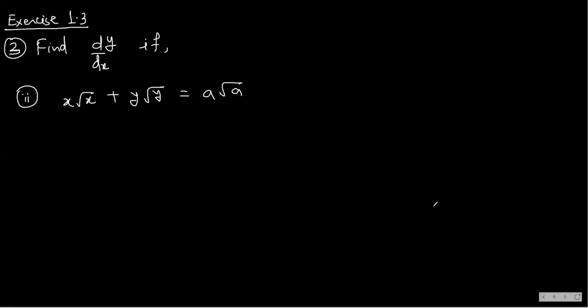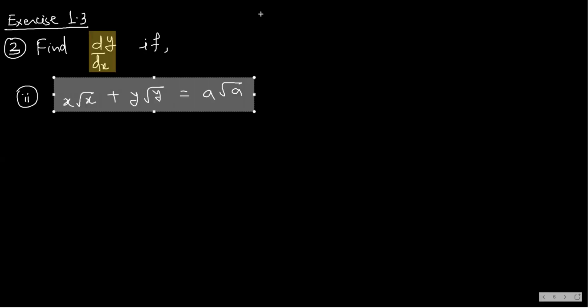So here we have a few functions that we are going to differentiate, and these functions are implicit functions. Here we have question number 3 from exercise 1.3, where we have to find dy by dx if x root x plus y root y equals a root a. Before I start doing what I'm asked to do, let me first tell you that this is an implicit function.